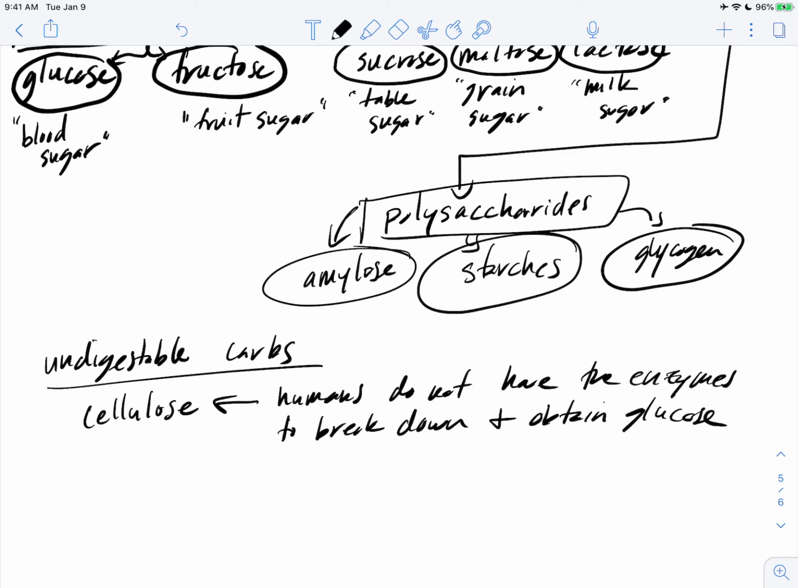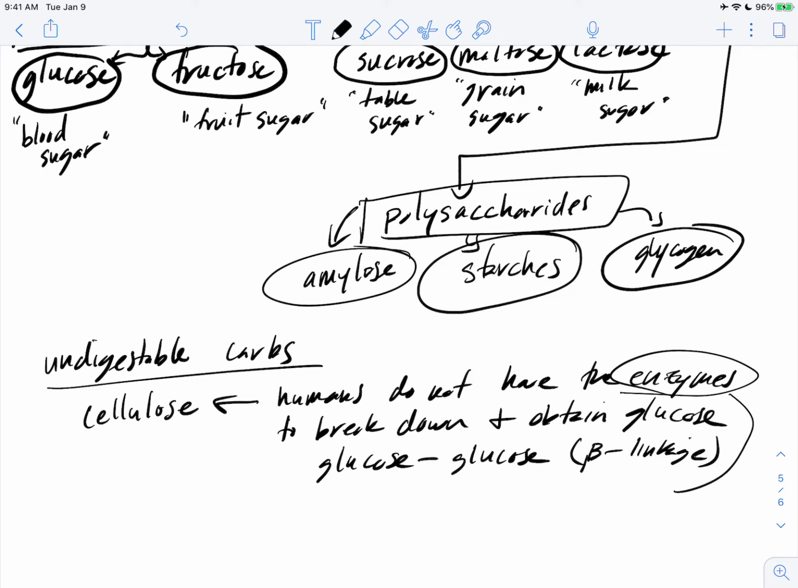There is specifically a glucose linkage, so 2 glucoses together. It's called a beta linkage. And so this enzyme is called beta ligase.